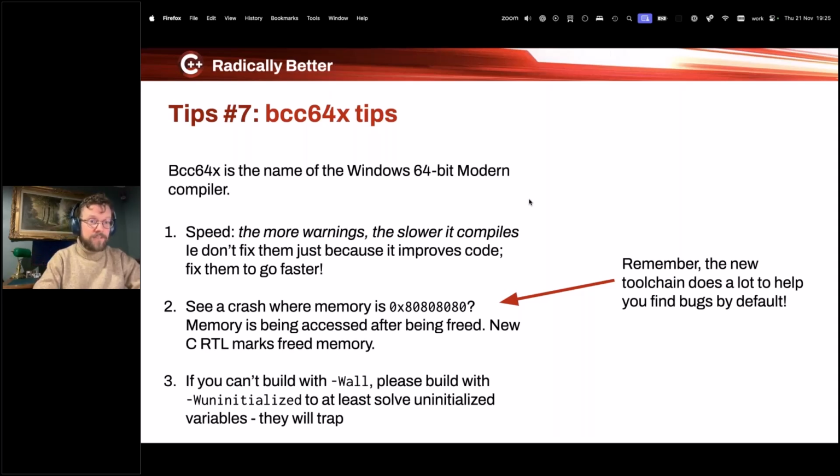Another tip, if you see a crash and the memory is a bunch of F0 bytes, the new runtime library marks freed memory. And if you see this pattern, then you're accessing memory after it's been freed. So you know a particular bug is there, and this will help you find it. At absolute minimum, if you can't build with -Wall, please build with -Wuninitialized, because code bases have been around for a long time. It's easy to have uninitialized variables, and they will cause you problems. Please build with that and just fix them. Initialize them to a value.